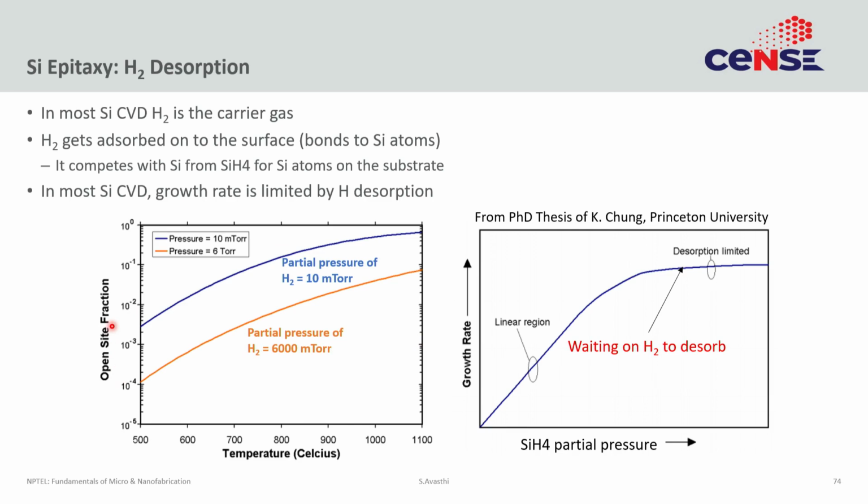These open sites are where the growth can occur, because here a new silicon can be added. If there is a hydrogen already present, then the silicon already has a bond, so it will not like another silicon atom to come. So this open site fraction is important.